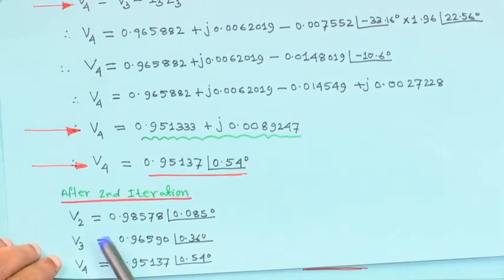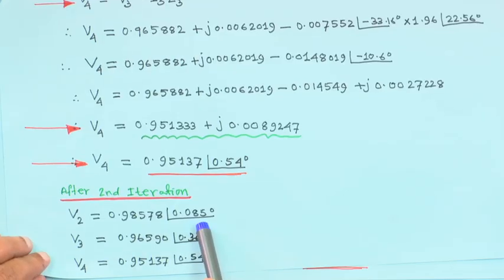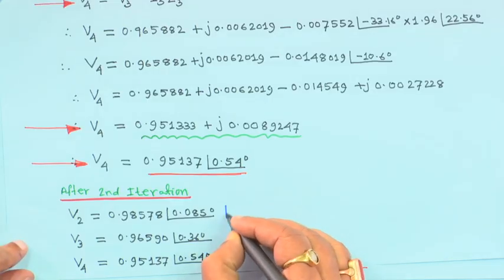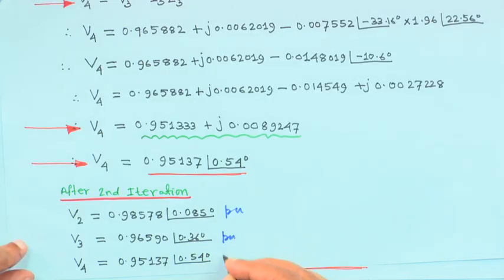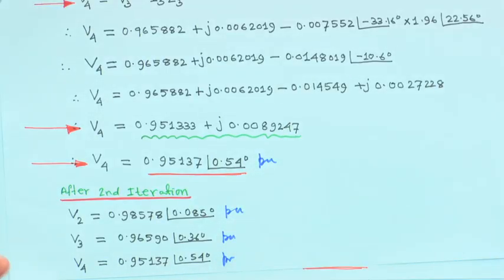Okay. So, after the second iteration we have just seen that voltage V2 is 0.98578, and the angle is, of course, in a distribution system very small, 0.085 degree. V3 is equal to 0.96590, angle 0.36 degree, and V4 is equal to 0.95137, angle 0.5. These are all in per unit. All calculations are in per unit, even where I have not written per unit.